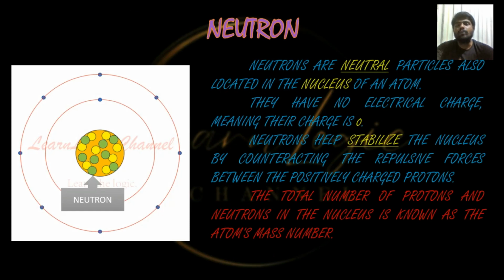Next particle, neutron. Neutrons are neutral particles also located in the nucleus of an atom. They have no electrical charge, meaning their charge is 0. Neutrons help stabilize the nucleus by counteracting the repulsive forces between positively charged protons. The total number of protons and neutrons in the nucleus is known as the atom's mass number. As discussed in previous slides, electrons are very light compared to protons and neutrons. Therefore, the total number of protons and neutrons, when they add up, forms the atomic mass number.